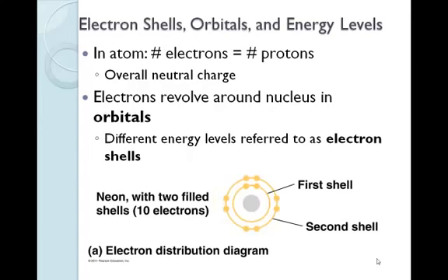Electrons revolve around the nucleus of an atom in orbitals. Different orbitals have different energy levels and are referred to as electron shells. The example shown here is neon. Neon's atomic number is 10, so it has 10 electrons.